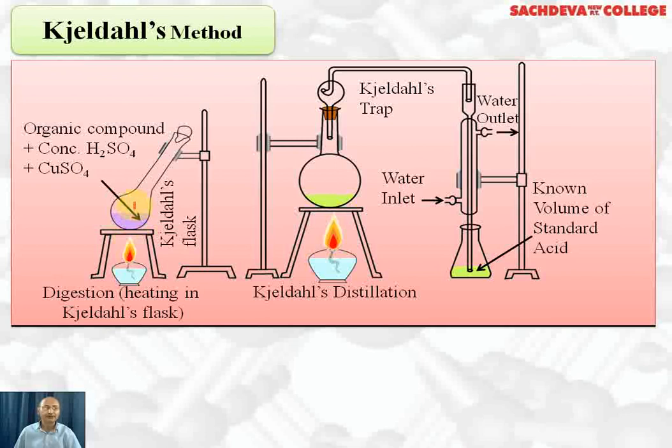form ammonium sulfate. Now, all the contents of this flask are transferred quantitatively to this round bottom flask, which is fitted with the Kjeldahl trap. Quantitatively means each and every drop of the contents should be transferred to this. Then we add 40% NaOH so that the solution becomes alkaline. And here ammonia will be liberated.